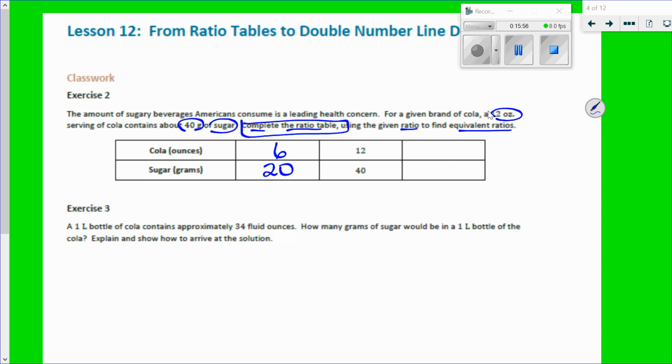So here's where it's important to understand what my pattern is. So how do I go from 6 to 12? Plus 6, right? So how am I going to find my next entry? So 12 plus 6 gives me 40 plus 20 gives me.